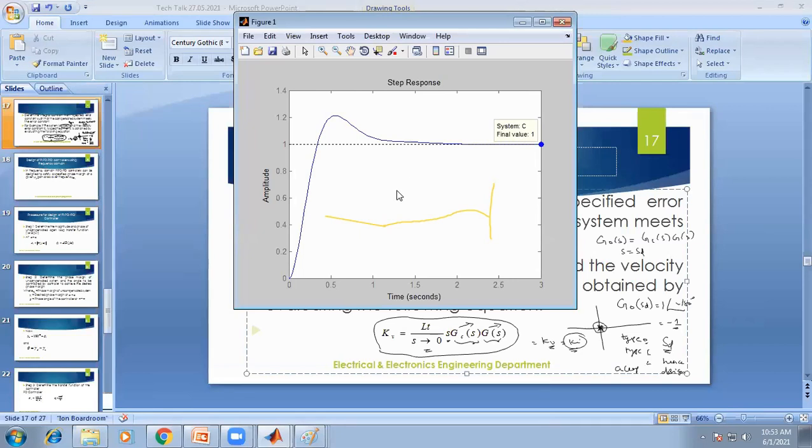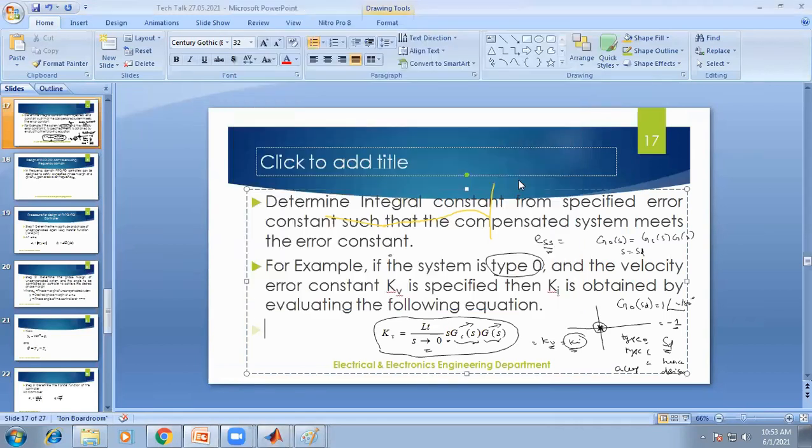Up to this, any doubts? The time is only 11, so in the next half hour I will explain the frequency domain also. Up to this, any doubts? Anybody? No, sir, it's very clear.